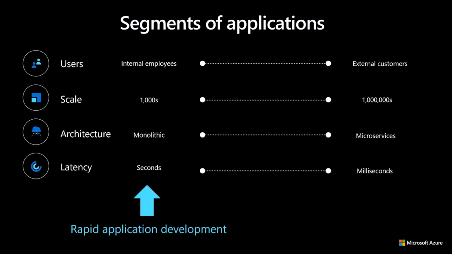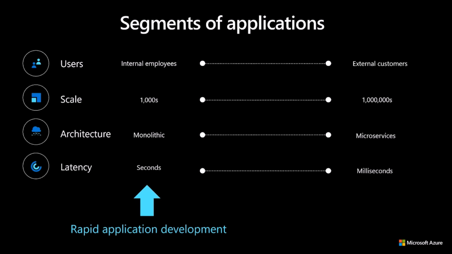And I really like this chart because it breaks it down for you. These are the types of applications that are best as pro developer applications, and these are the types of applications that are best for rapid application development. So you can see here some of the different pivots such as users, scale, architecture, and latency. And when you evaluate your business scenario, you can look along each of these different pivots and decide, is this a scenario that's right for rapid application development, or should I build this as a pro developer application?